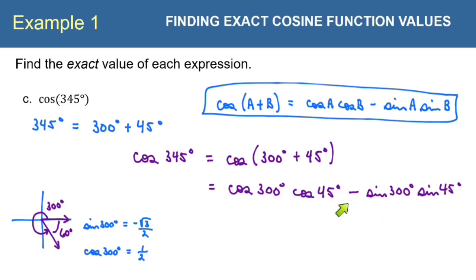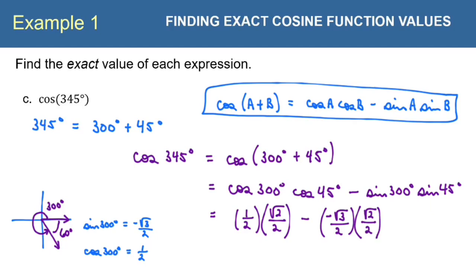And now we're ready to substitute our known values into our formula. So the cosine of 300 degrees is 1/2. The cosine of 45 degrees, we know by heart, is square root of 2 over 2. Then we have a minus. And then the sine of 300 degrees is negative square root of 3 over 2. And the sine of 45 degrees, of course, is square root of 2 over 2. And now, just like we've done in the last two examples, when we multiply these first two fractions together, we get square root of 2 over 4. And now this minus and this negative go together to make plus. And then we have square root of 6 over 4 as our second term.